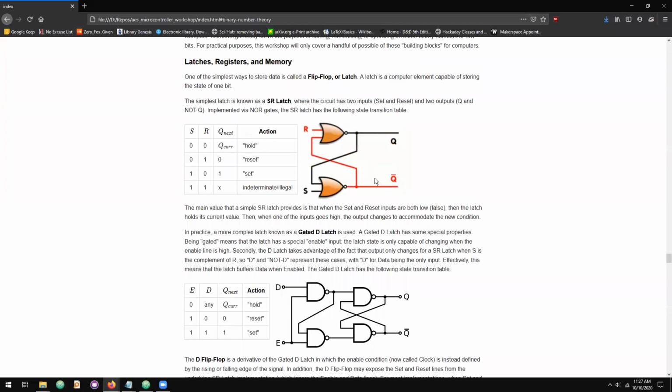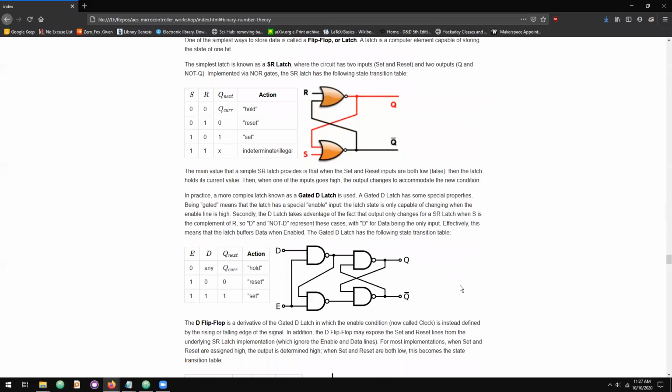So in effect, it's another storage method for 1 bit, but the inputs to the system are slightly different. The second half of the gated D latch does look like the SR latch, but this SR latch is implemented using NOR gates. This one's using NAND gates. Again, you can follow the logic through to verify the state transition table, but this is the ultimate function that we get out of a gated D latch.